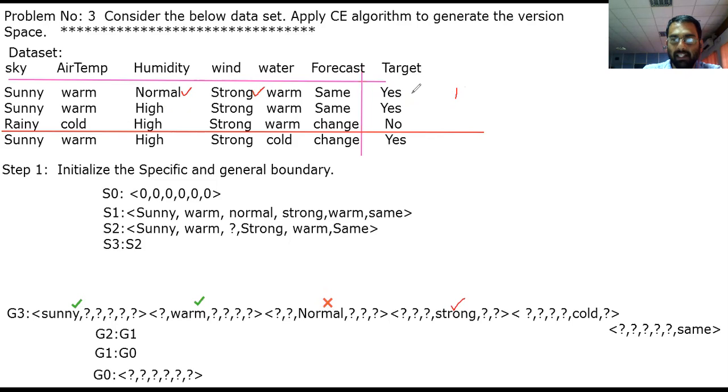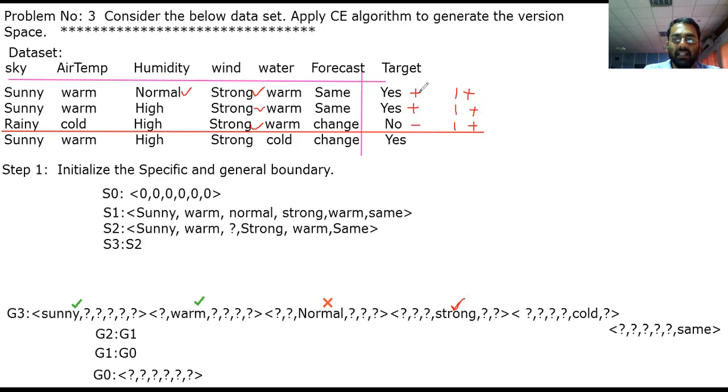1 multiplied by anything is 1, which is a positive. This is also positive. Next, strong is there, here also strong is there. Same attribute value, positive. This is also positive. Next, strong is there, here also strong is there. Same attribute value, you will get 1. 1 multiplied by anything is 1, which is a positive. But here no is there, which is a negative.